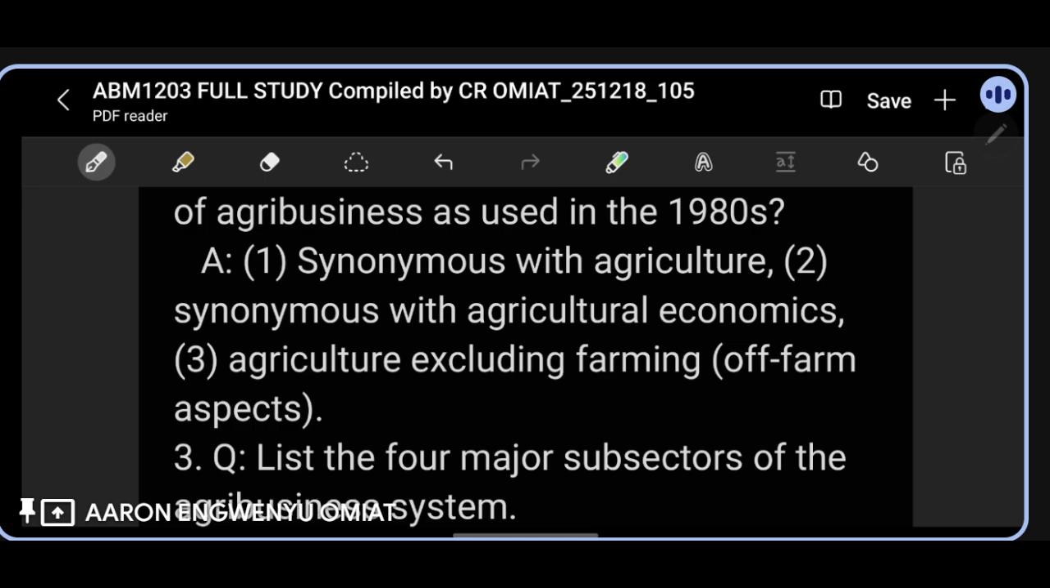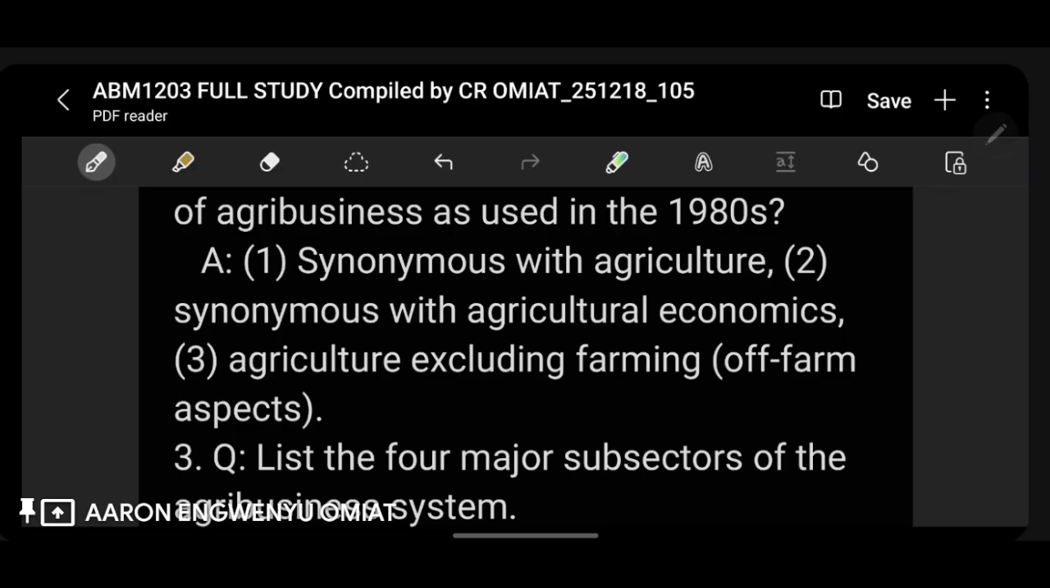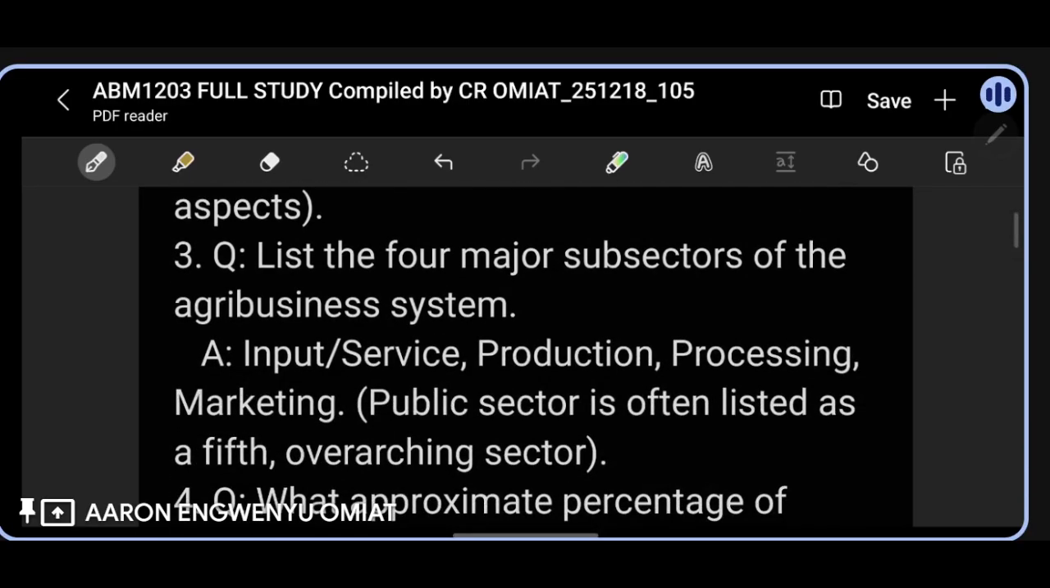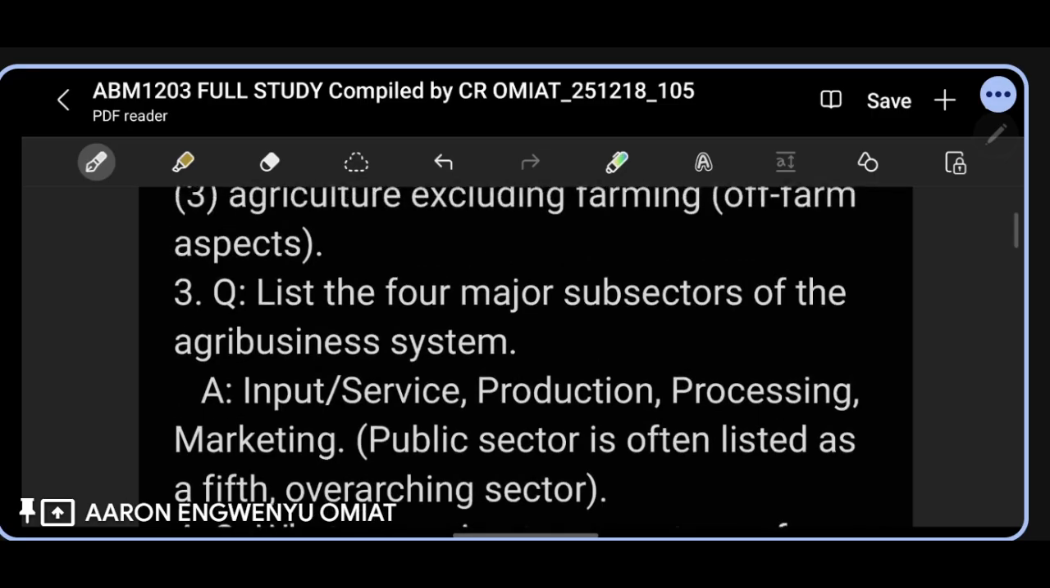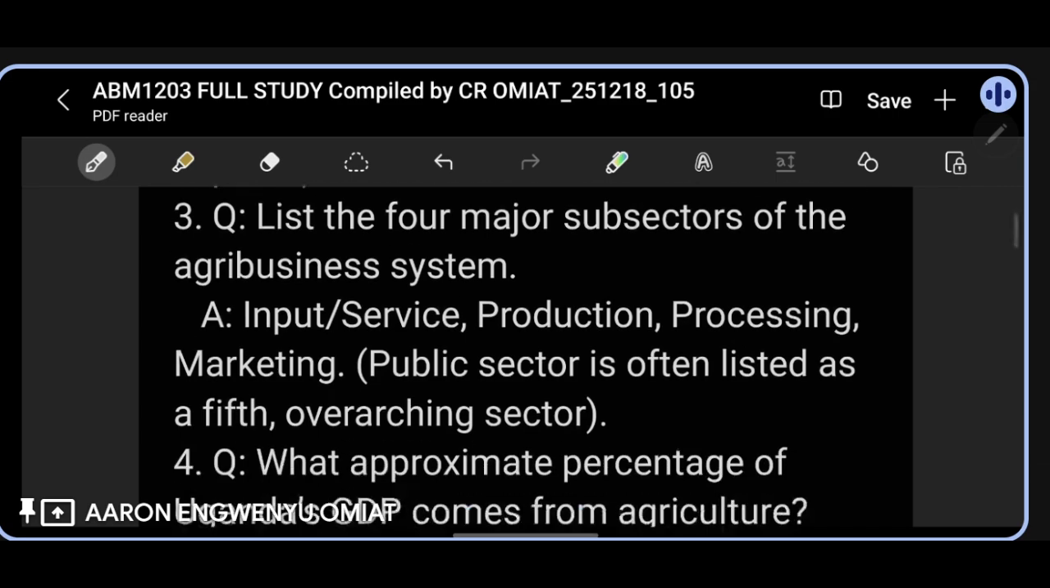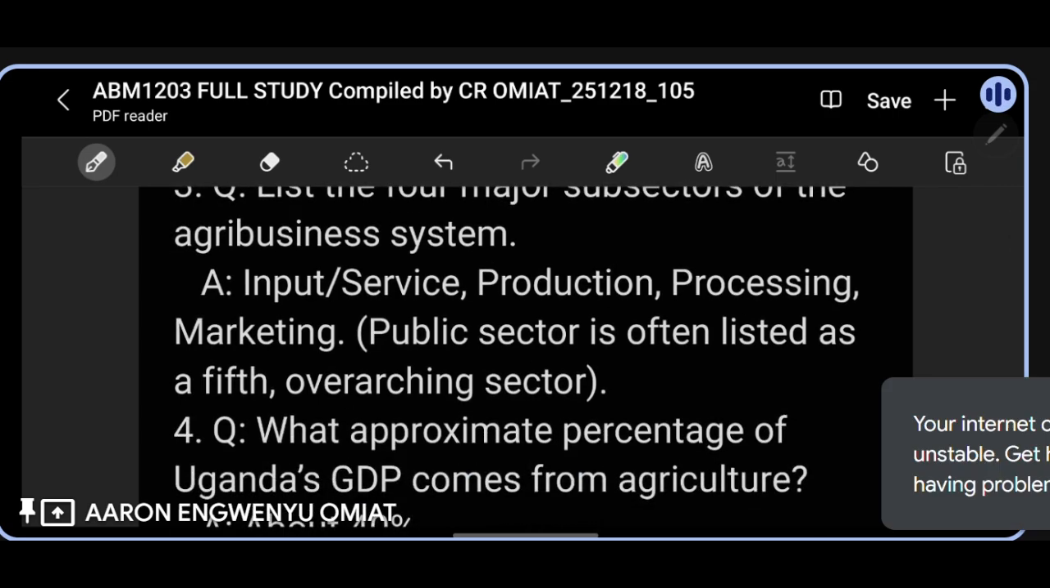List the four major subsectors of the agribusiness system. This goes back to Jerry. We have the input sector, production, processing, and marketing. That's public sector. Okay. Thank you, Jerry. He has done it so well. I won't repeat it. Hopefully, we all know input, production, processing, marketing, and public sector. Okay.